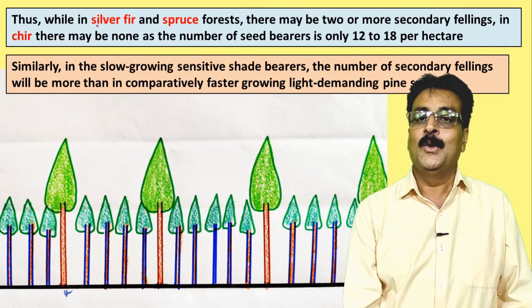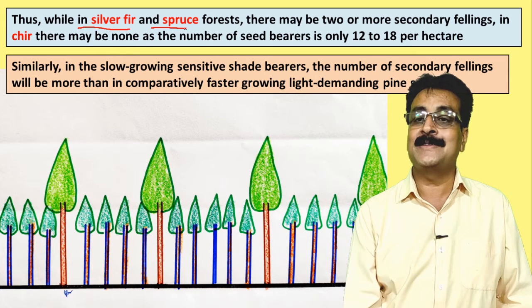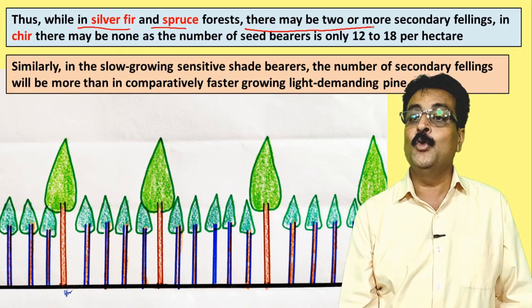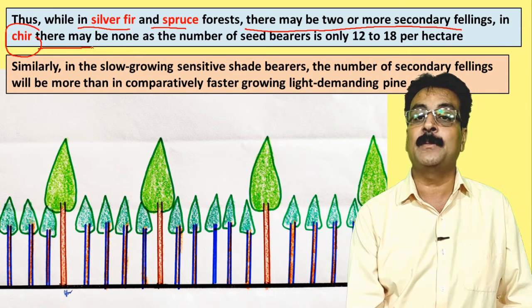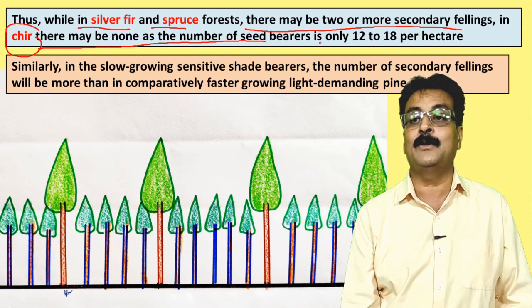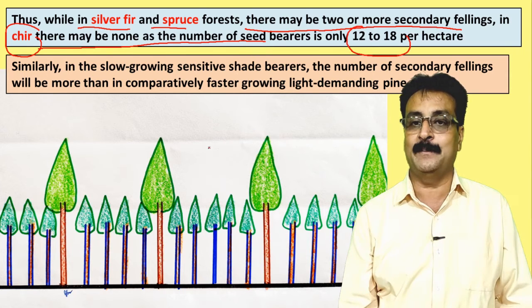So while in silver fir or spruce, Abies pindrow, Picea smithiana, there may be 2 or more secondary fellings, in Pinus roxburghii or Chir, there may be none or only 1 secondary felling, because seed bearers are very few there, 12 to 18 per hectare.